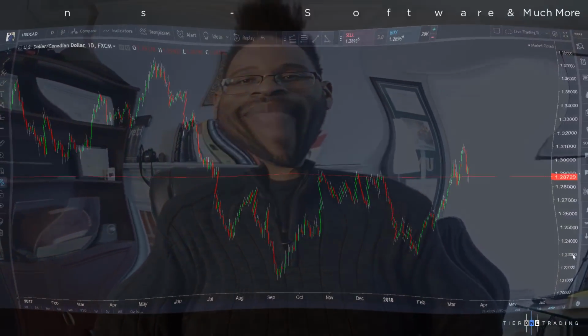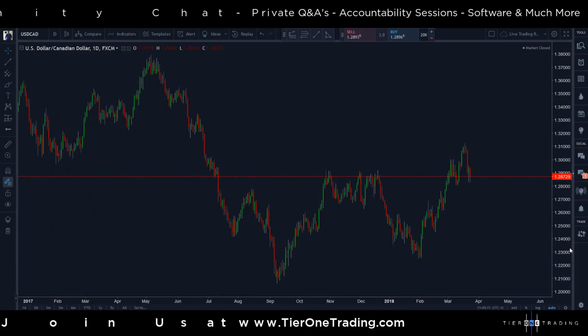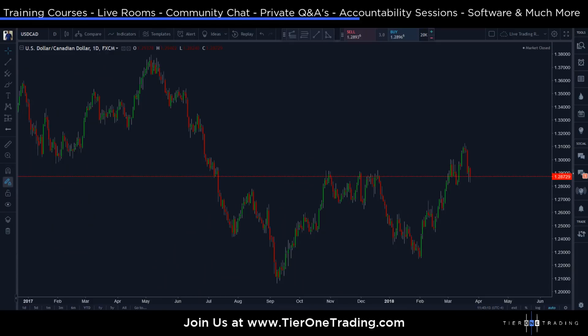Again, I'm going to show you guys a simple trend continuation setup using a very simple and classic pattern formation over on the dollar Canada. Let's go check it out. So the chart that we're looking at is going to be the dollar Canada on the daily time frame.